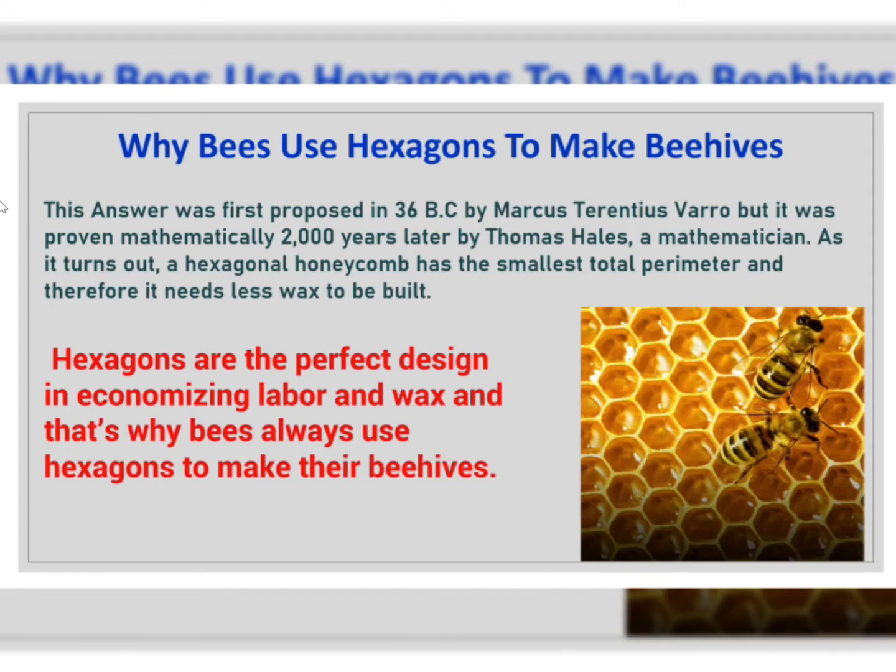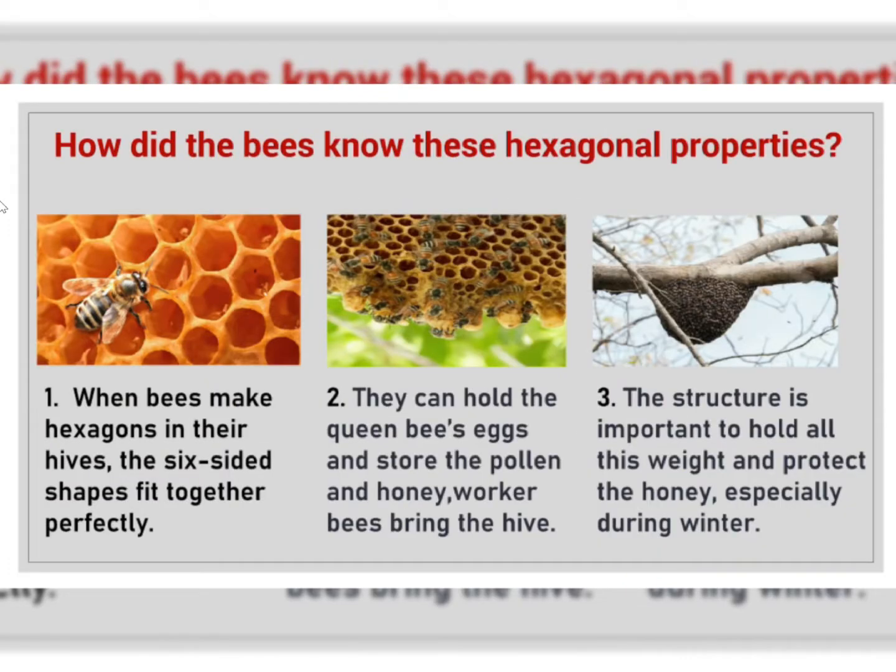This answer was first proposed in 36 BC by Marcus Terentius Varro, but it was proven mathematically 2000 years later by Thomas Hales, a mathematician. As it turns out, a hexagonal honeycomb has the smallest total perimeter, and therefore it needs less wax to be built. So, hexagons are the perfect design for economizing labor and wax, and that's why bees always use hexagons to make their beehives. And another question is, how did the bees know these hexagonal properties?